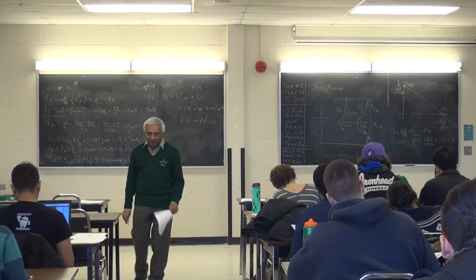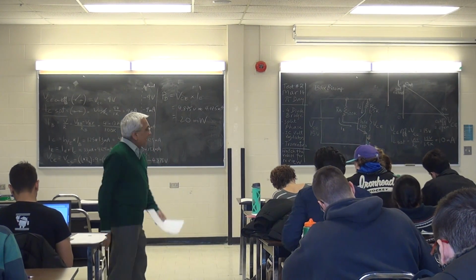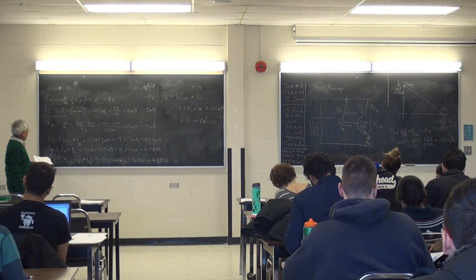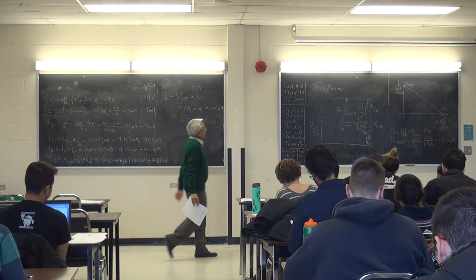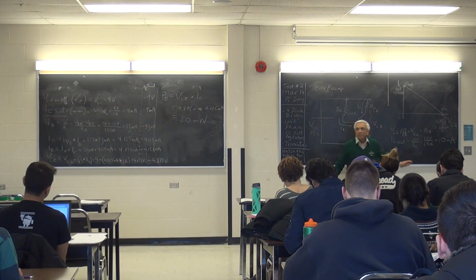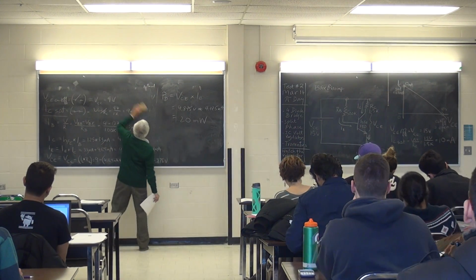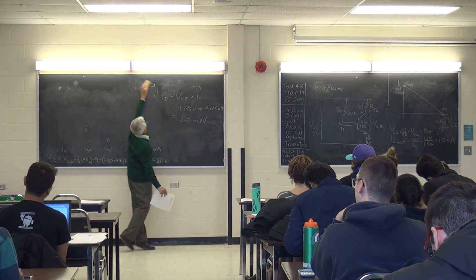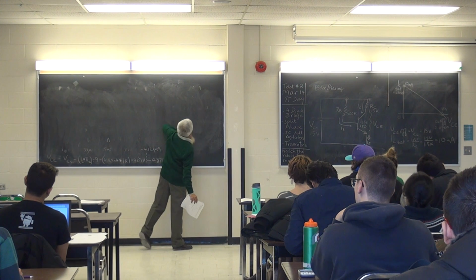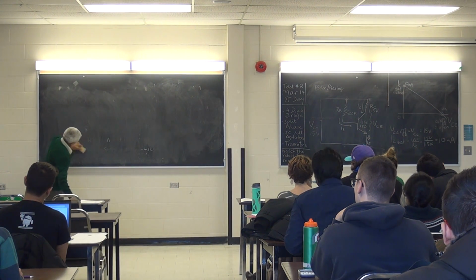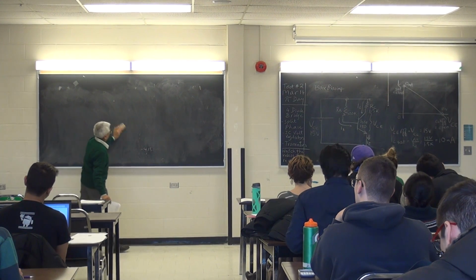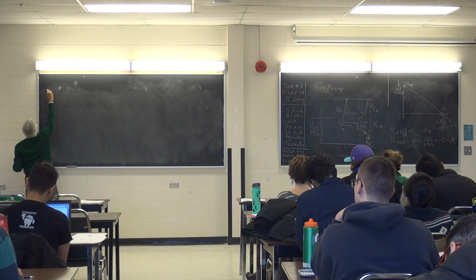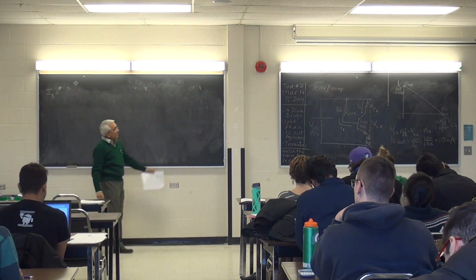Now I find the Q point. Three-step process. What are the three steps? Find IB, find IC, find VCE. So let's find IB first. IB is this current here.